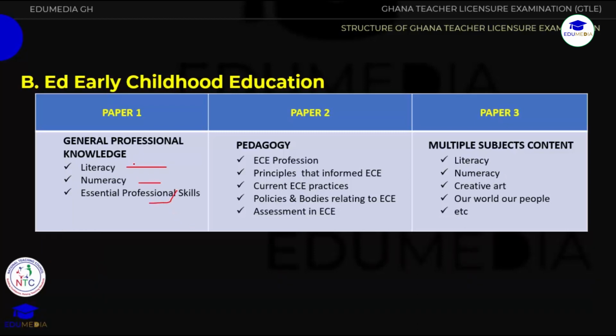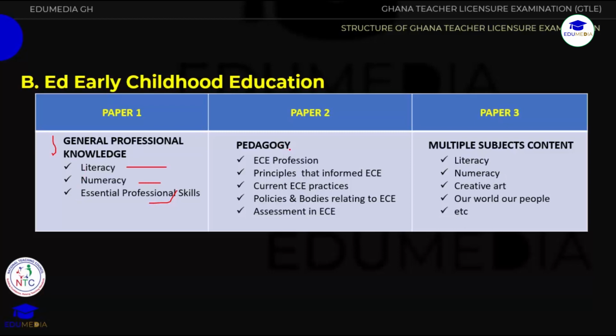Remember that these were the traditional papers that we used to write individually, but this time around the new curriculum, these are all put under one heading. So one paper will be given to you with these questions. You'll have them 30, 30, and 40, totaling 100 questions. Then the next paper you're going to write is the pedagogy.